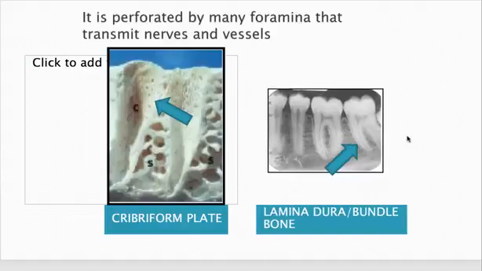The cribriform plate is an alveolar bone structure, as you see here, which has many perforations. This is to allow for the passage of blood vessels and nerves to the tooth socket.